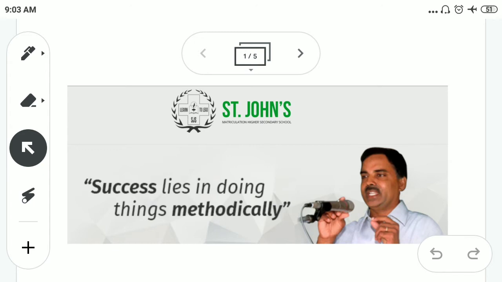Today we are going to see a small introduction about the computer classes. Okay. So before going into the class, I want to convey a message which is already shared by our founder. Success lies in doing things methodically. Not only in my subject, in any part of your life or in any subject, you can get success if you plan your things in a scheduled fashion or in a methodical way. Okay, so let's get into the subject first.